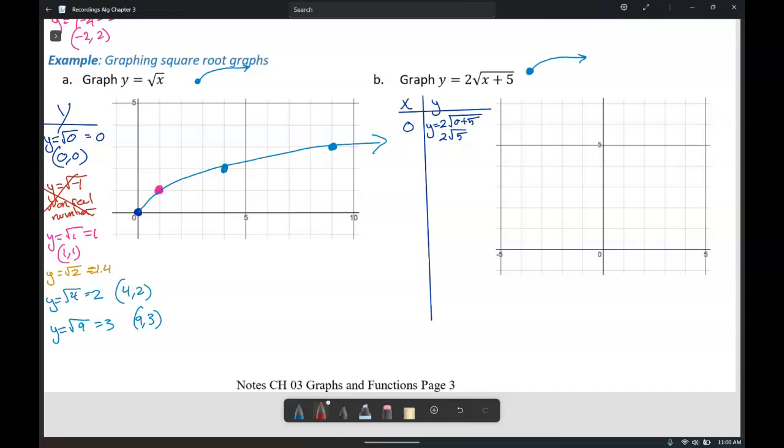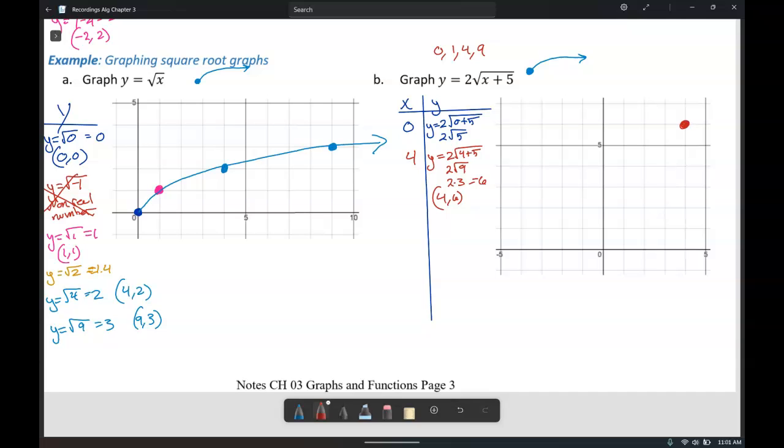Well, let's think. If I add a number to 5, I want to get a perfect square. Some perfect squares that I can take the square root of. I can take the square root of 0. I can take the square root of 1. I can take the square root of 4. I can take the square root of 9. Oh, well, I could add 4 to 5, and that would give me 9. So let's use x equals 4. Y equals 2 times the square root of 4 plus 5, which is 2 times the square root of 9, which is 2 times 3, which equals 6. So I have the ordered pair 4, 6. We can start with that one.